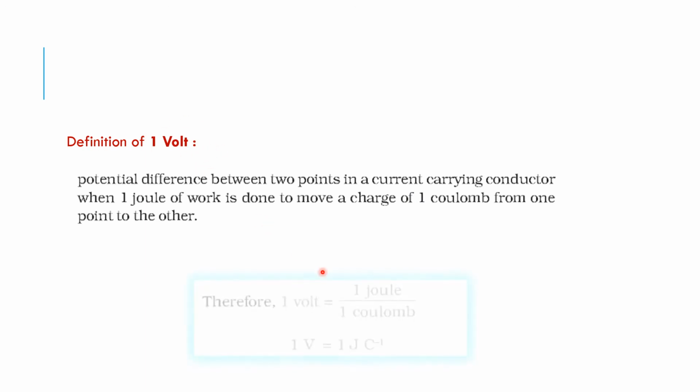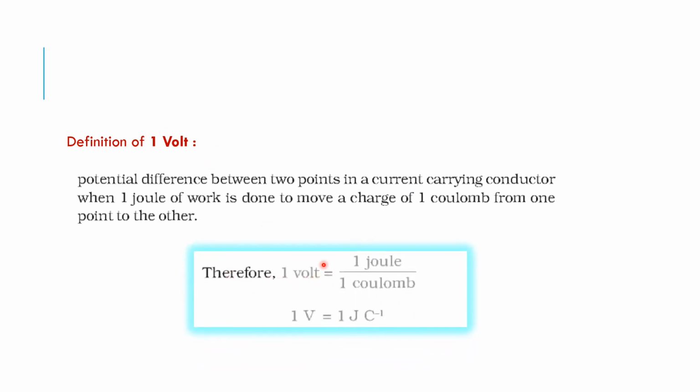This is directly what we got from that formula. This formula: 1 volt is equal to 1 joule per coulomb. So from this formula we have written this definition. This is another definition of another SI unit. So 2 SI units we have defined now, ampere as well as volt.